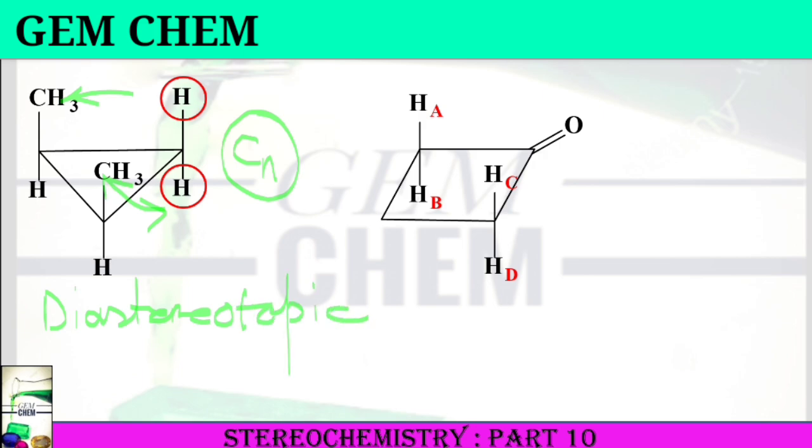If we go for the next molecule, you can consider HA and HB, these two. If you exchange them by substitution, they can be concluded as enantiotopic. Similarly, HC and HD are enantiotopic. So write down that HA and HB and HC and HD are enantiotopic.